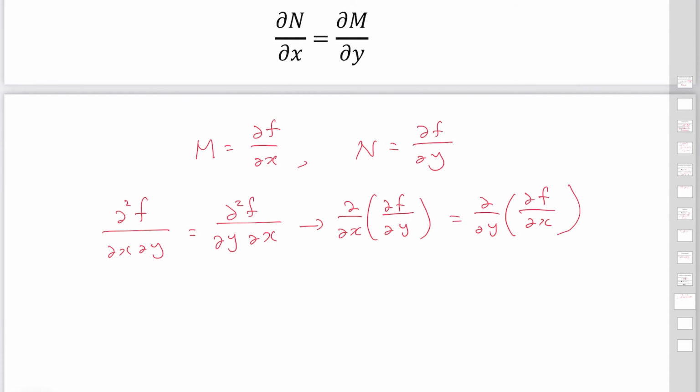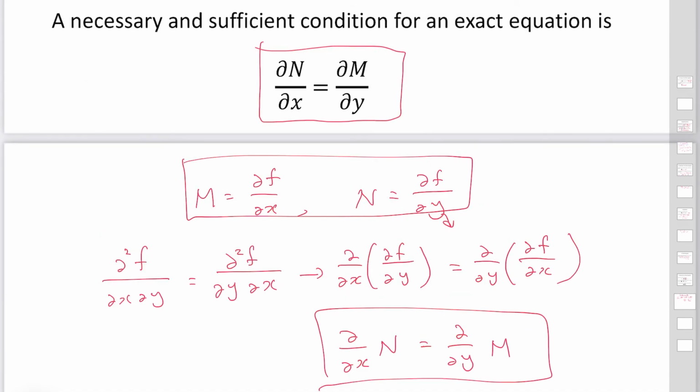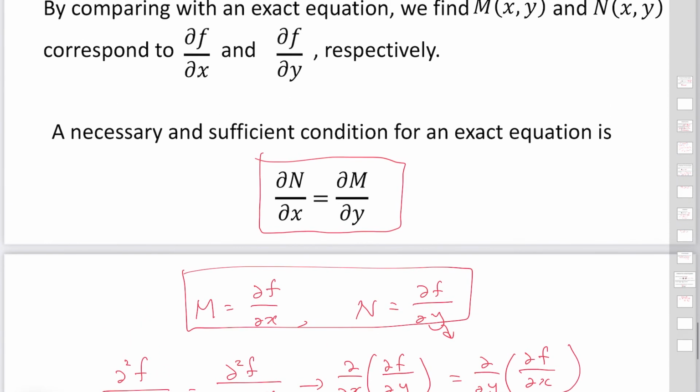Then you can substitute these expressions here. So this means ∂N/∂x equals ∂M/∂y. If we find this relation, it is a necessary and sufficient condition for exact equations.